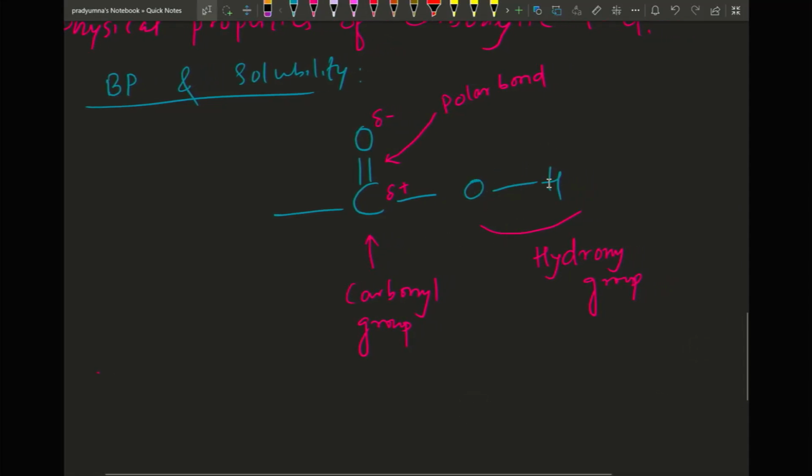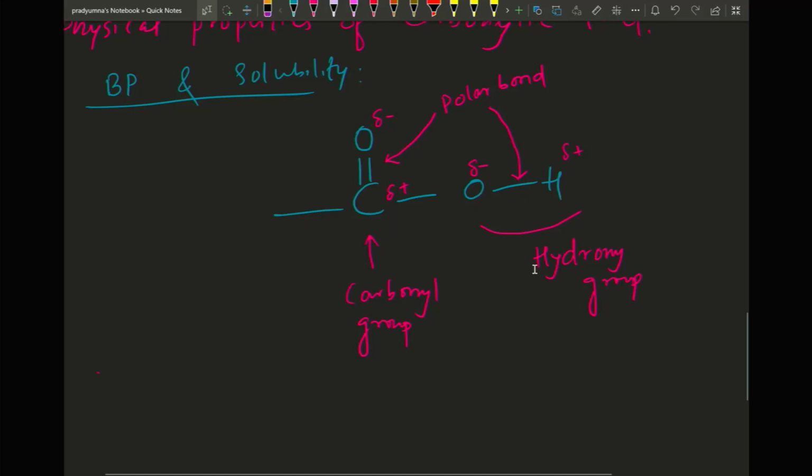If you remember from the alcohol chapter, hydrogen and oxygen, this bond is also a polar bond. In this case, who is going to get more electron? Oxygen is going to get more electron, so it becomes delta negative and hydrogen becomes delta positive. So you have two polar bonds in carboxylic acids. If you compare to the alcohol, alcohol has only one, aldehyde and ketone has this one, but in carboxylic acid, you have both of them together.